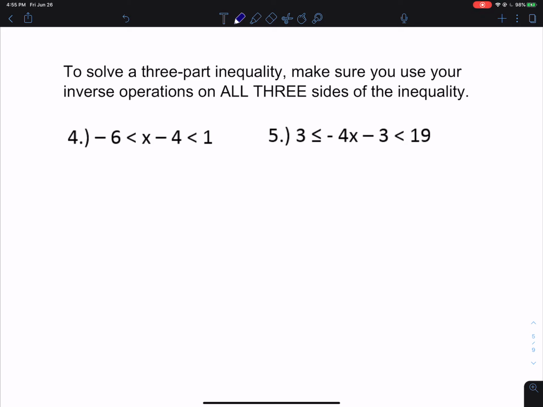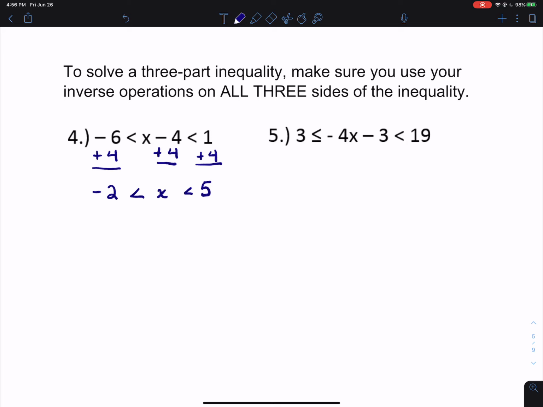If we look at this example 4, we have -6 is less than x minus 4, which is less than 1. So my goal here is to get that x by itself. If I want to get that x by itself, I need to get rid of that -4, so I'm going to add 4. And whatever I do in the middle, I have to do to both of those outside pieces. If I do that, it gives me -2 is less than x, which is less than 5.